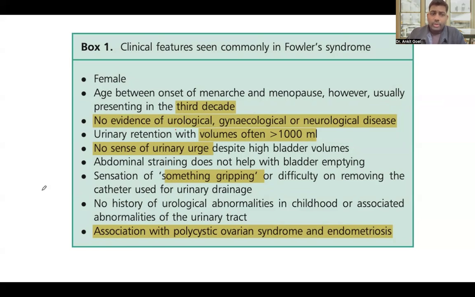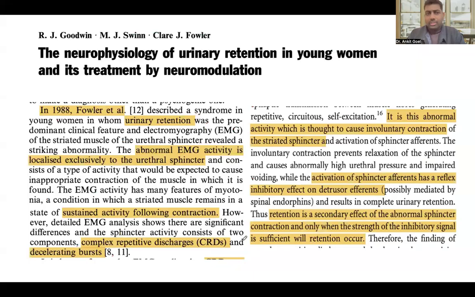And very strikingly, these patients have an association with polycystic ovarian syndrome and endometriosis. This can be seen in up to 60 to 70% of the patients suffering from Fowler syndrome. When you see a patient with this background, you start thinking of a diagnosis of Fowler syndrome. But to understand the neurophysiology and the reason why it happens, we have to go back to the 1980s when Fowler first described it. So Fowler described it in the 1980s, 1985, 1988. There were publications on this Fowler syndrome.